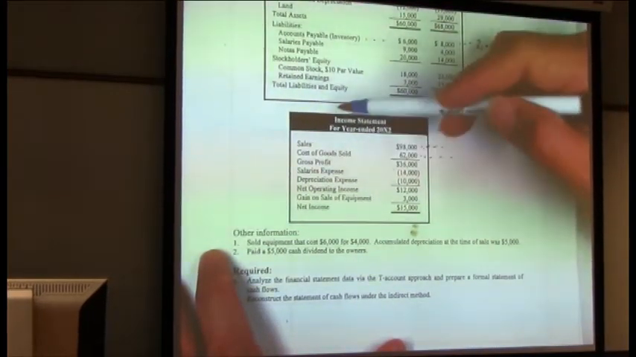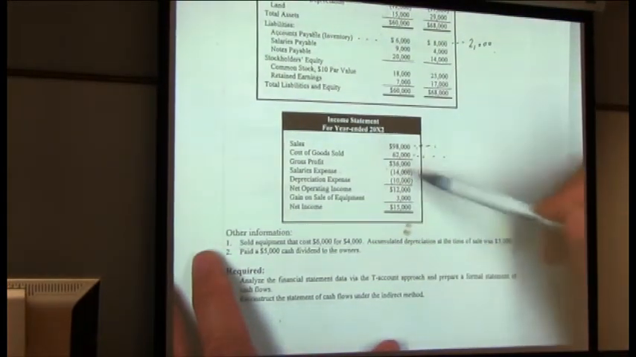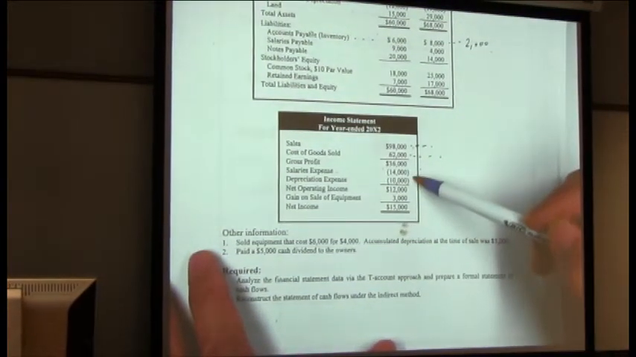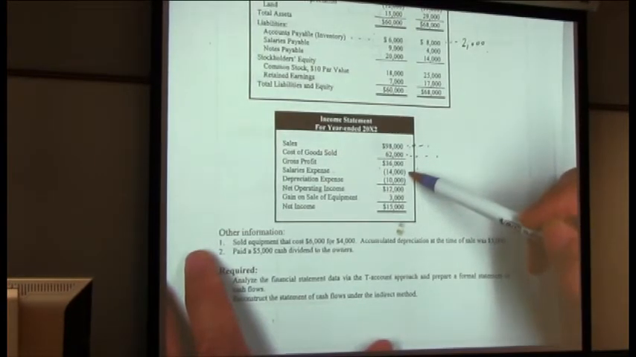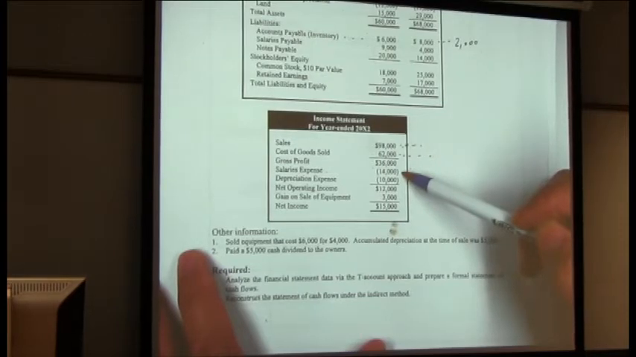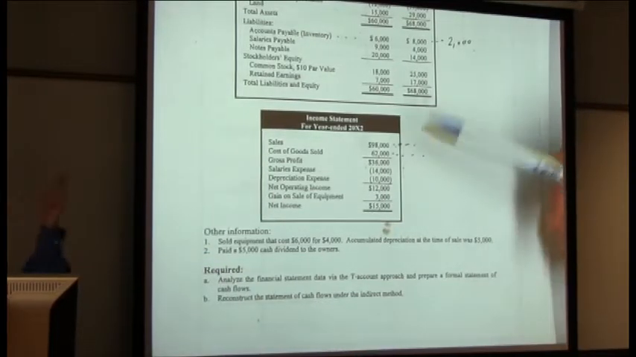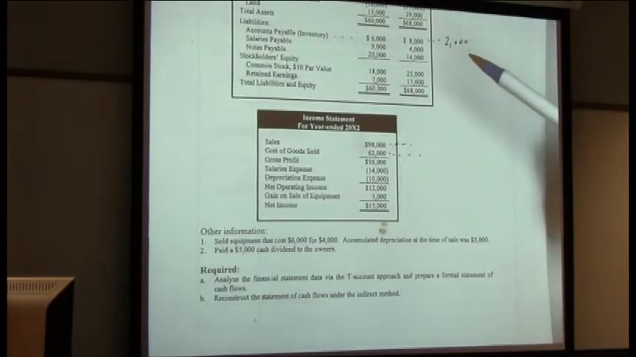How does that relate to salaries payable in the balance sheet, and salaries expense in the income statement? The income statement salaries expense says $14,000. What does that mean? $14,000 salaries expense recognized in income statement. What does that imply?